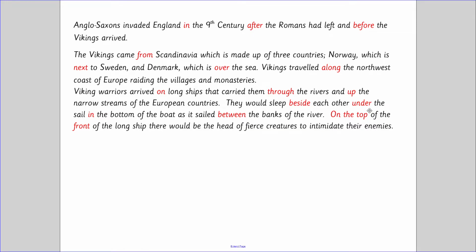Now you can see here for on the top, I've actually got 3 words. This is what we call a prepositional phrase, where a few words work together to describe where something is. So I could have just talked about the top of the longship, but the 3 words together, on the top, so right at the very top, there was the head of a fierce creature. So you can see how those words work together to create a more precise image.